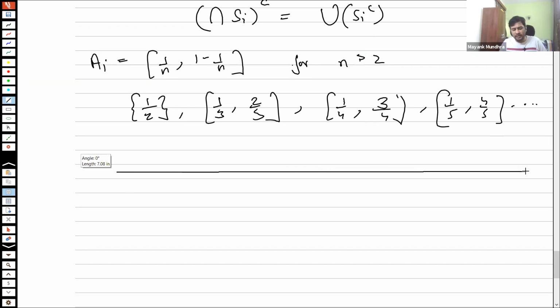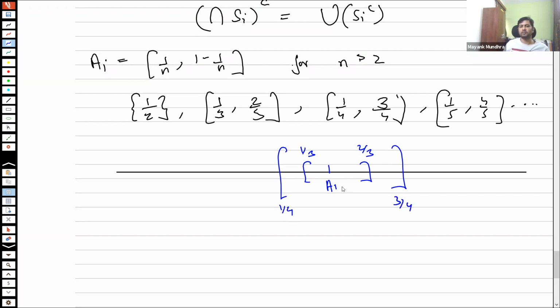So on the real number line, I'll start with half. This is my set A1. Then set A2 will look like this: 1/3 to 2/3. Next set will look like this, A3, it's going to be 1/4 to 3/4. And then it keeps on increasing. So both boundaries keep shifting away. So the sets are expanding.